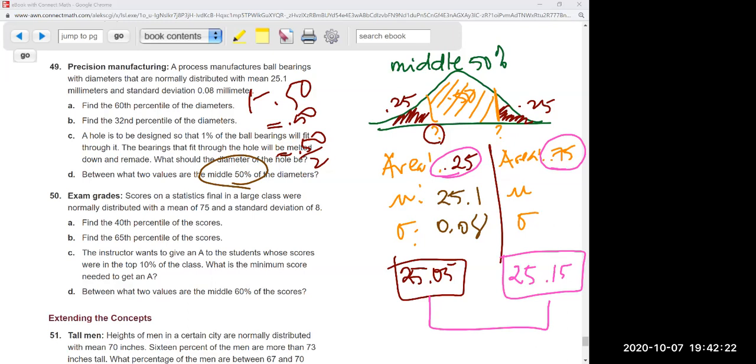When we write the answer, do we just write both answers? Yes, there will be two answers, because it says between what two values, meaning we need two answers. Oh, okay, that makes sense. Thank you. Okay? Any questions?